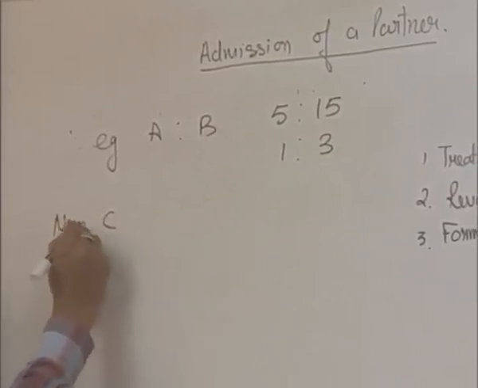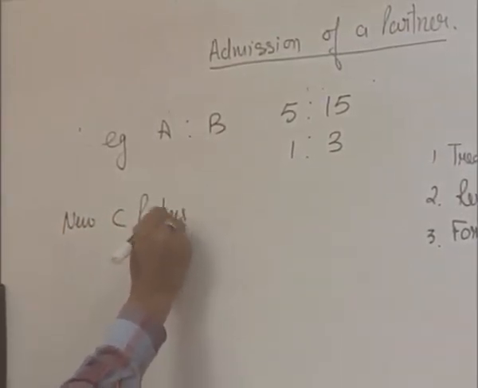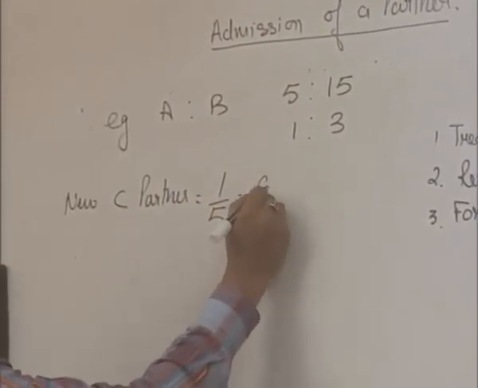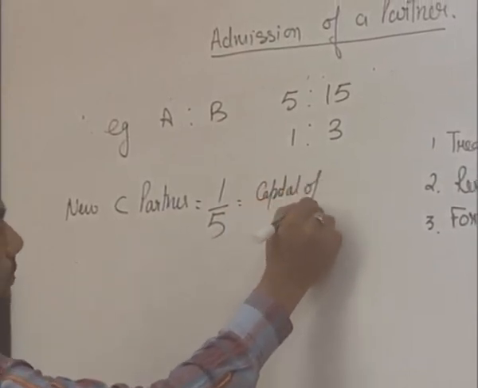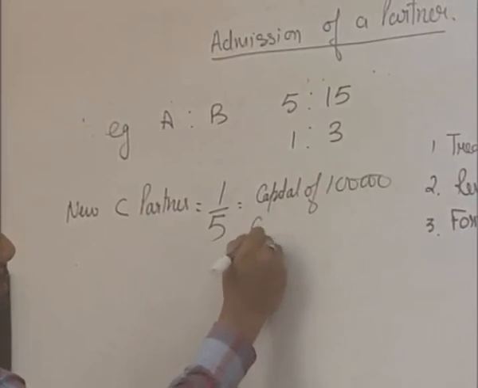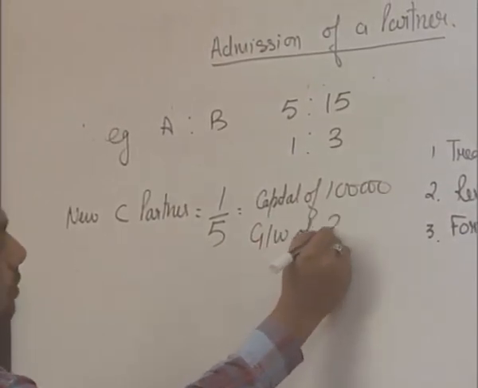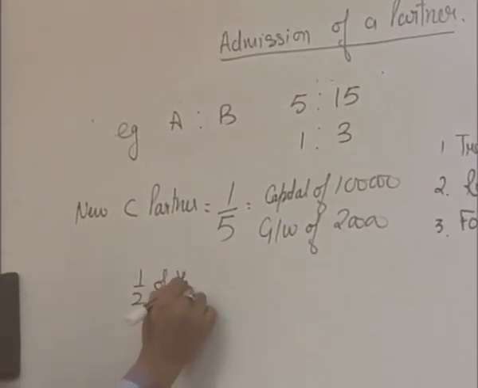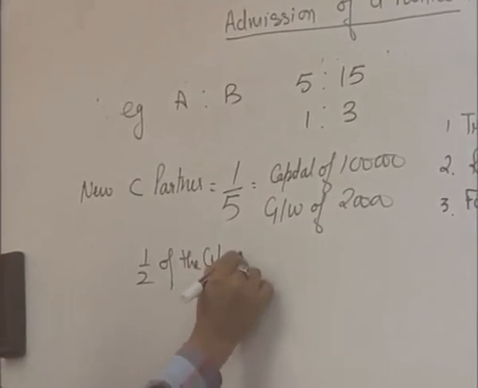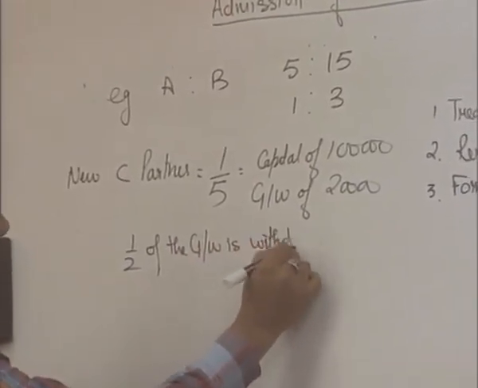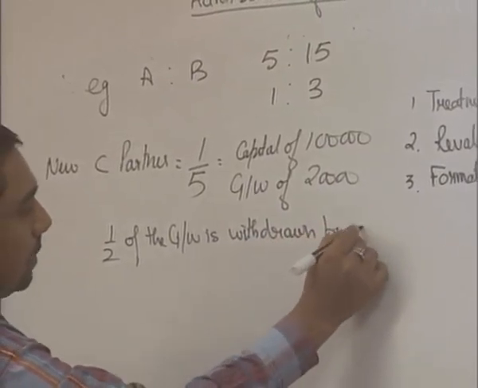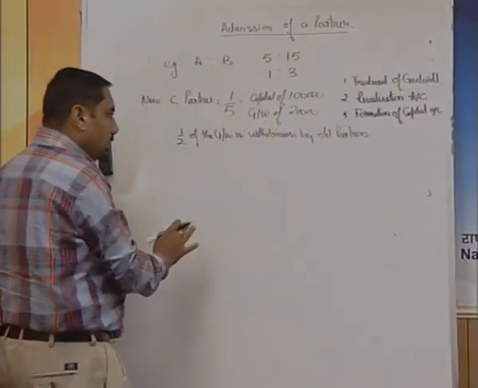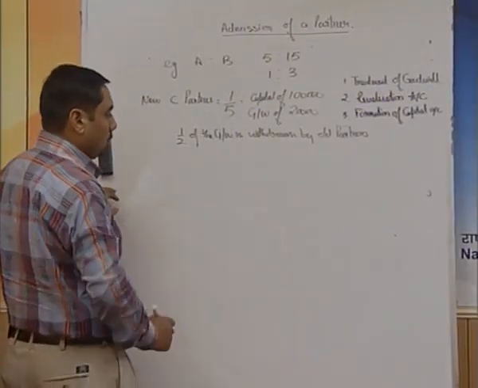They are going to admit a new partner C, who is going to join the business for 1/5 share and is going to bring a capital of 1 lakh and goodwill of 20,000. Side by side it is given that half of the goodwill is withdrawn by the old partners. If this is the case, then what entries are you going to pass in your books of accounts?